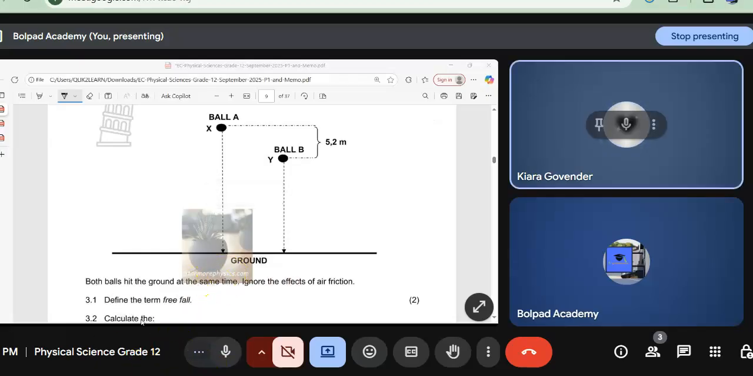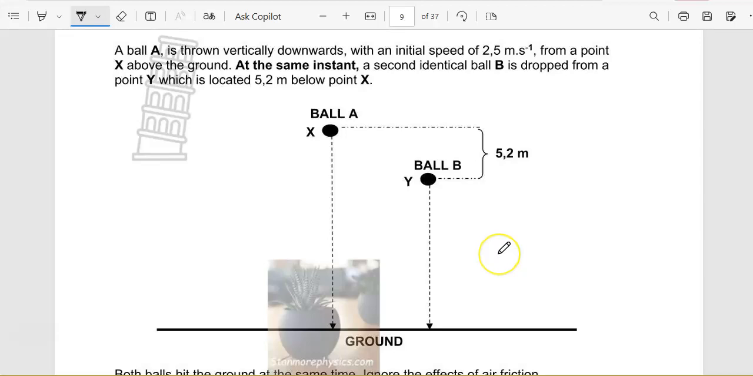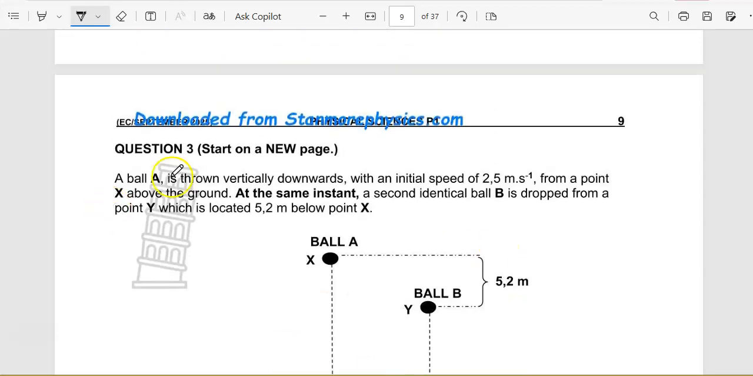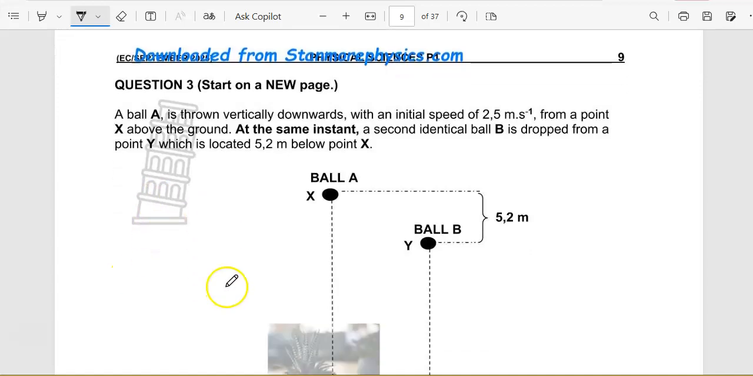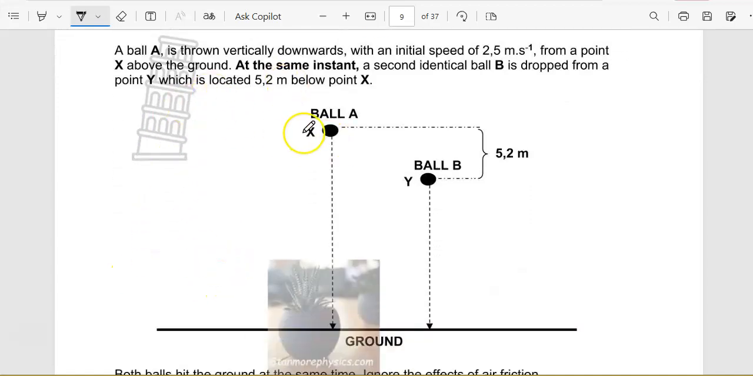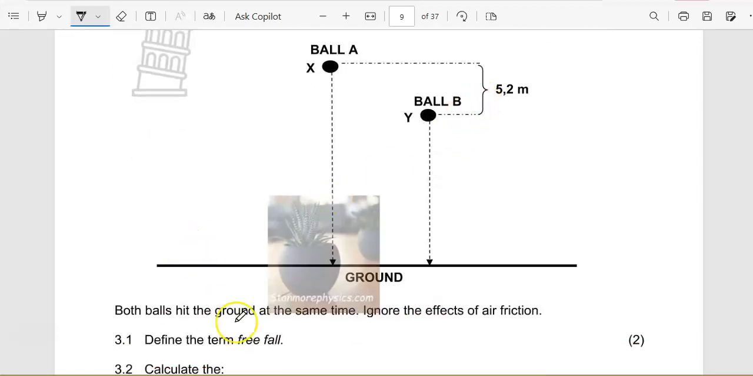From the given question, we can see that ball A is thrown vertically downwards with an initial speed of 2.5 meters per second from point X above the ground. At the same instant, a second identical ball B is dropped from point Y, which is located 5.2 meters below point X. They tell us that both balls hit the ground at the same time. Ignore the effect of air friction.